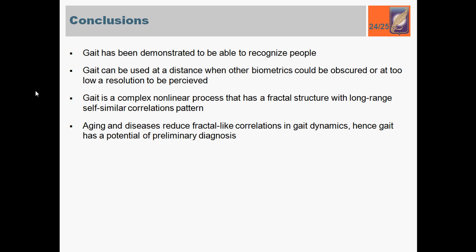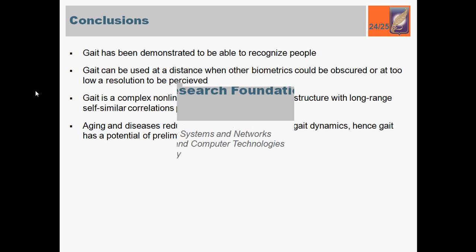So let's make conclusions. Gait has been demonstrated to be able to recognize people. Gait can be used at a distance when other biometrics could be obscured or at too low a resolution to be perceived. Gait is a complex nonlinear process that has a fractal structure with long-range self-similar correlation patterns. Aging and diseases reduce fractal-like correlations in gait dynamics. Hence, gait has a potential for preliminary diagnosis.